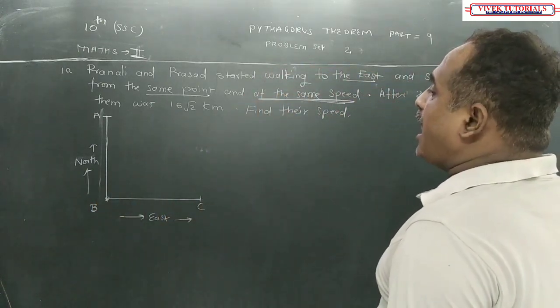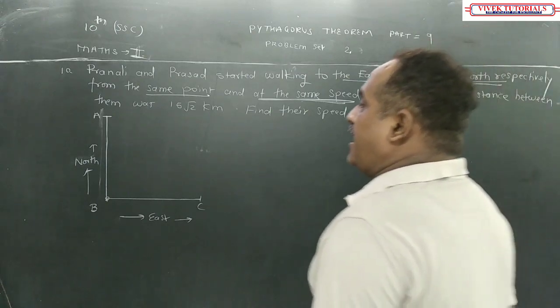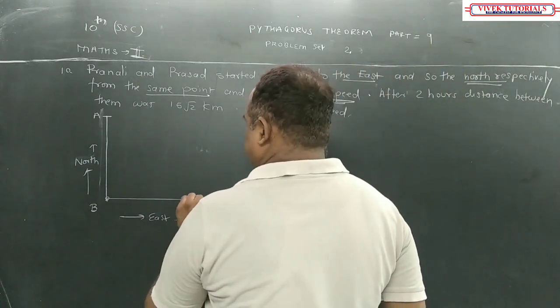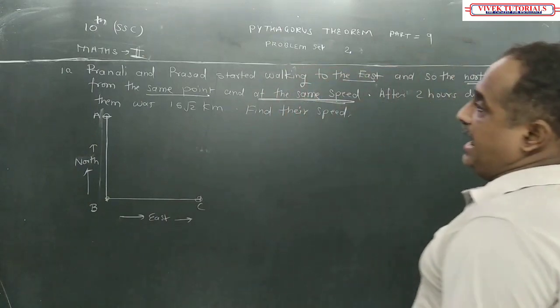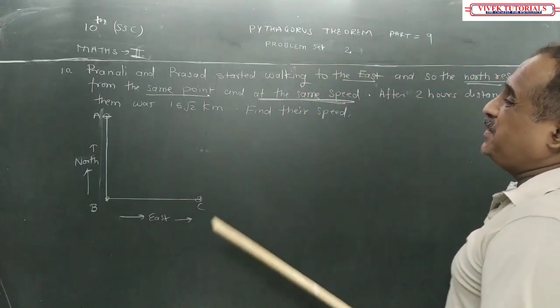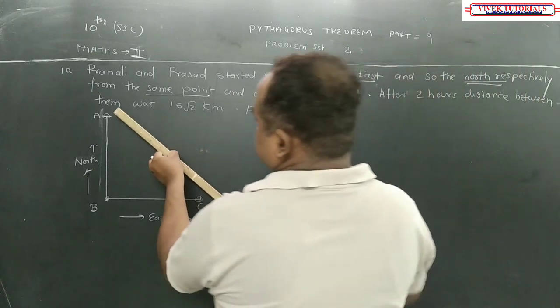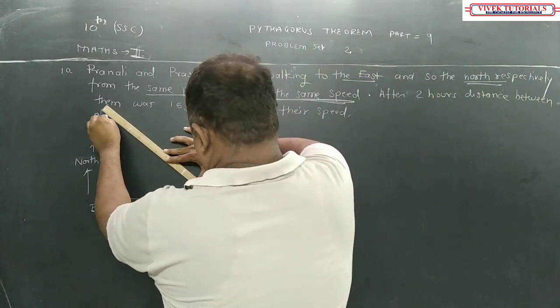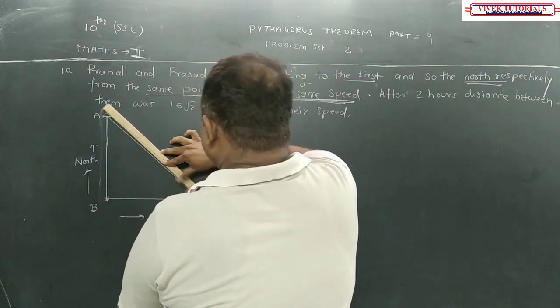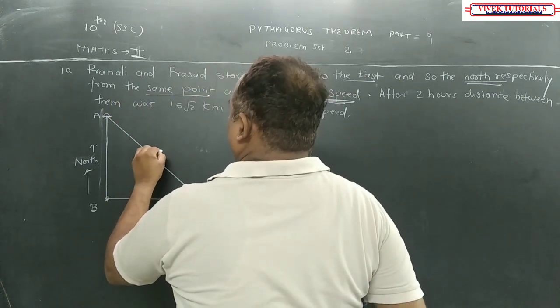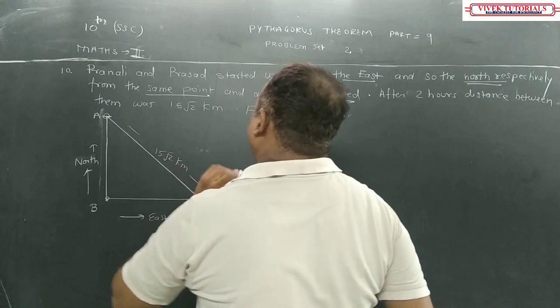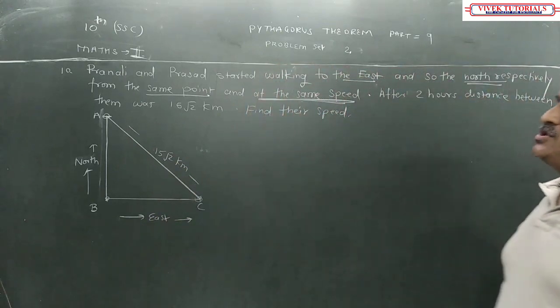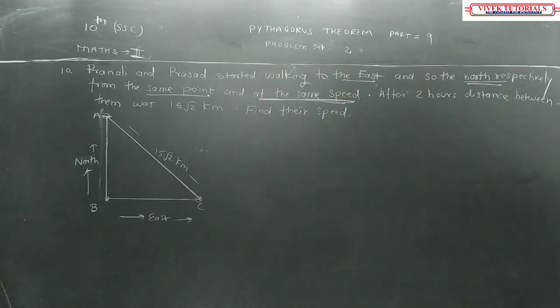And after 2 hours, Pranali is at C and Prasad is at A, and this will be the distance between them. The distance between them is 15.2 kilometers. So what they have asked you is the speed.